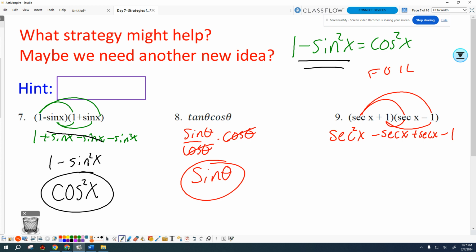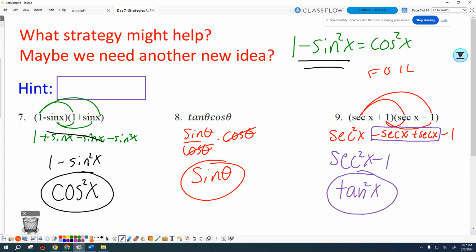Andre, does anything go away? Can I smush anything together? What goes on with these guys? Well, one of them we just crossed out pretty much. Yeah, they cancel each other out. Secant squared x minus 1. What is that in the identity? What does that become? Right, tangent squared x. Positive or negative? Positive.